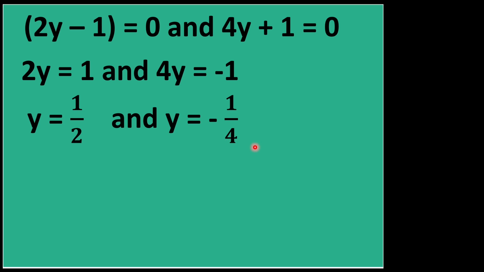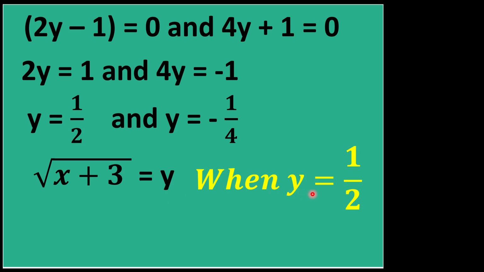Now, as you know, we have supposed under root x plus 3 equal to y. So now we will put the value of y one by one. First we will put this value and then we will put this value to determine the value of x. So first we put y equal to 1 divided by 2. So this will become under root x plus 3 equal to 1 divided by 2.